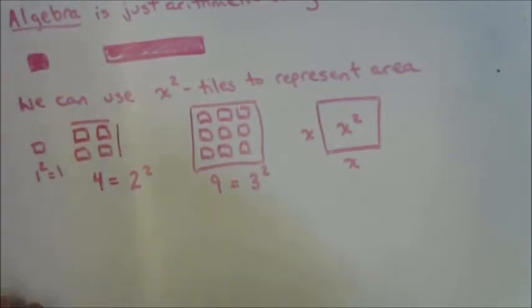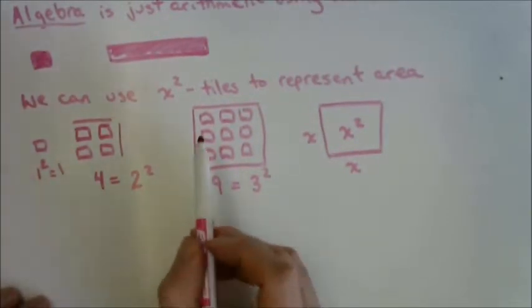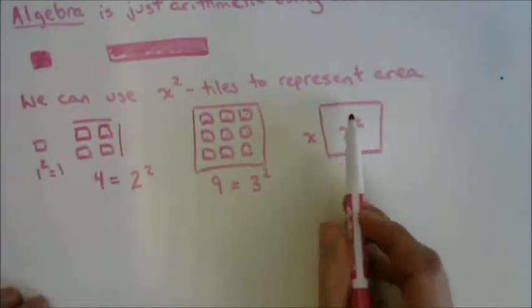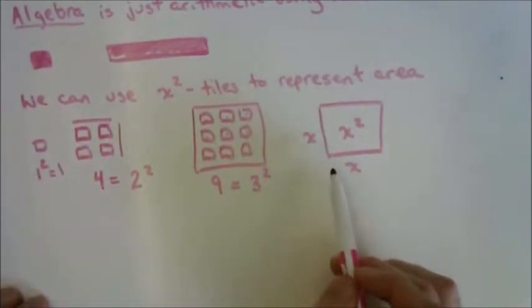So these squares, this is 1 unit, 1 unit, 1 unit, 1 unit, 1 unit, 1 unit. But this one is not. We don't know what this one is. It's x squared.